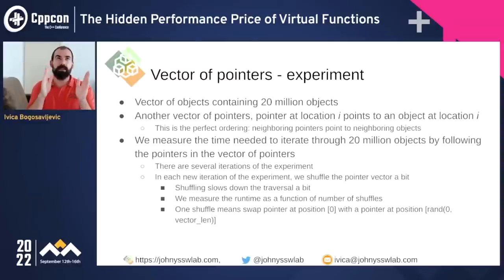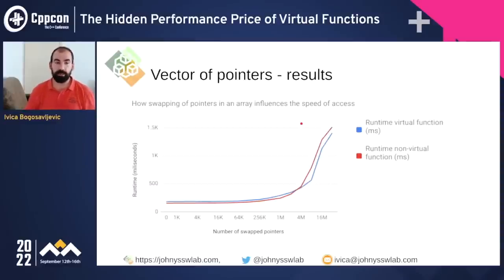So the experiment has a certain number of iterations. So let's say it has 20 iterations. And in each iteration, we shuffle part of the pointer array. And we measure the runtime needed to traverse the pointer array as a function of the number of shuffles. So one shuffle means to swap the pointer at position 0 with a pointer in some random position. Okay. So this is a diagram which shows how swapping of pointers in the array influences the speed of access.